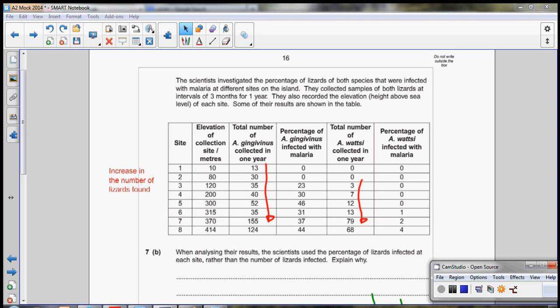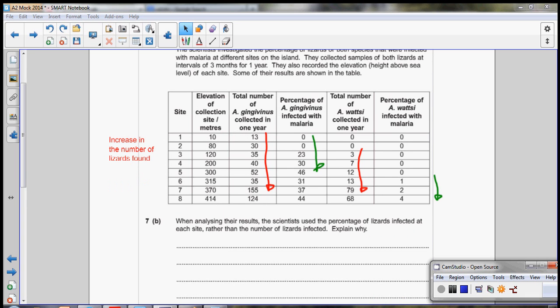The other thing I can see is that there does seem to be an increase in the percentage of lizards infected with malaria as we increase in elevation. For the A. wattsi, the lizards in the last column, none of them seem to be infected until you get to around 315 metres elevation, and then the percentage steadily creeps up to about 4%.